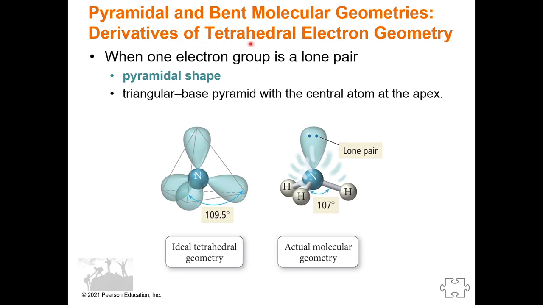Now we're taking a look at four electron groups. So that's a tetrahedral electron geometry. Now let's take away one of those covalent bonds and turn it into a lone pair. We now have a pyramidal geometry. So NH3 is a classic example of that. Instead of having a terminal H sticking up here, we just have a lone pair. So instead of the ideal 109.5 degree bond angle, we have something a little bit smaller, 107 degrees. So this lone pair, it's going to act like the apex and push these terminal hydrogens closer together.